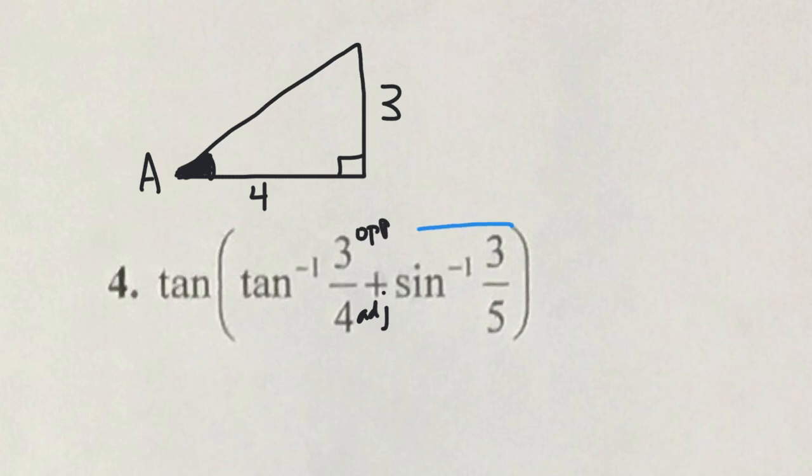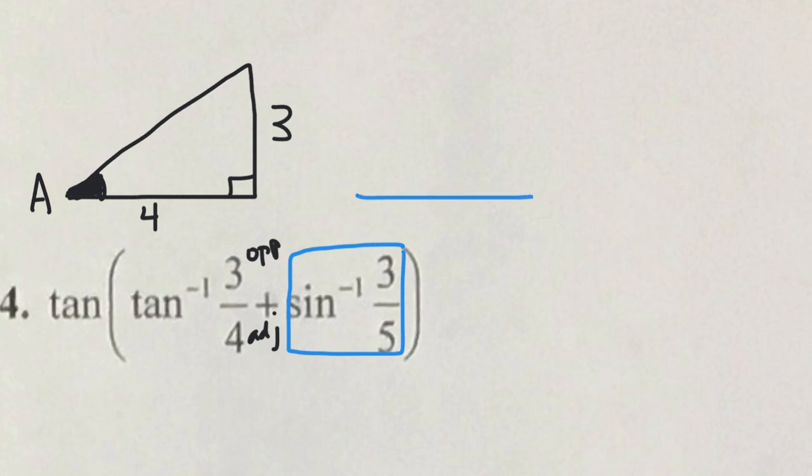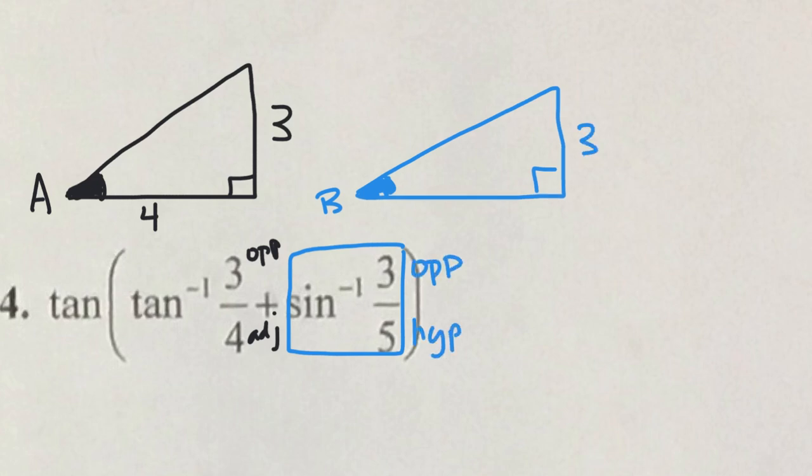Now we have a separate triangle where the sine is 3/5. This is another triangle and another angle, called B, or beta if you want to call it beta. This is angle B from a second triangle where the sine is 3/5. Once again that's your opposite side and your hypotenuse, so we know that this is 3 and that's 5.